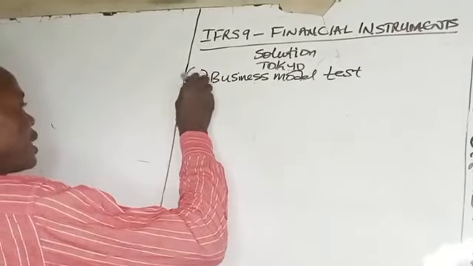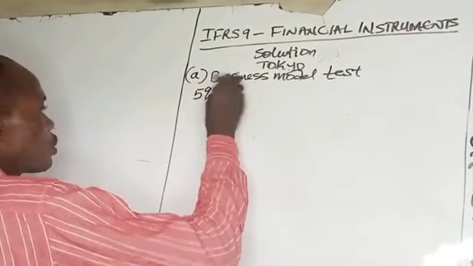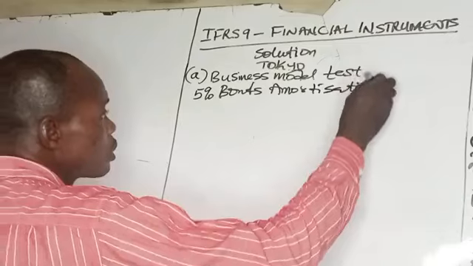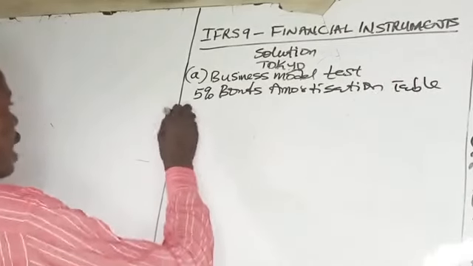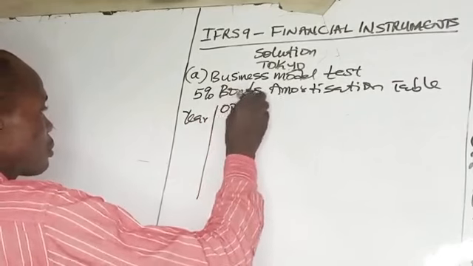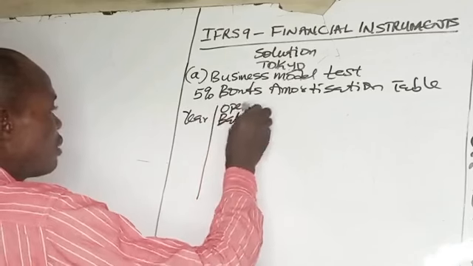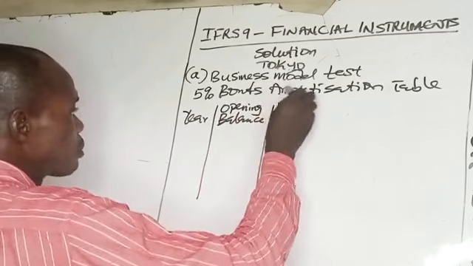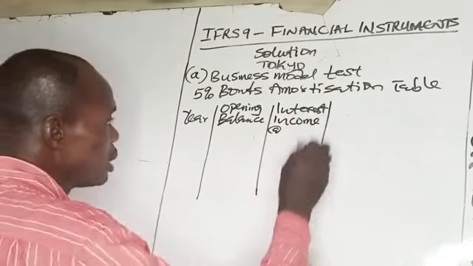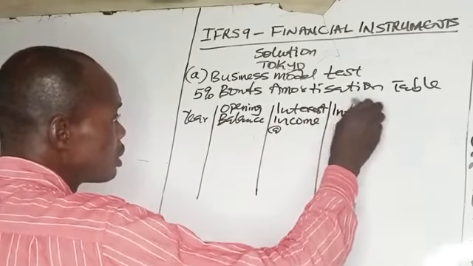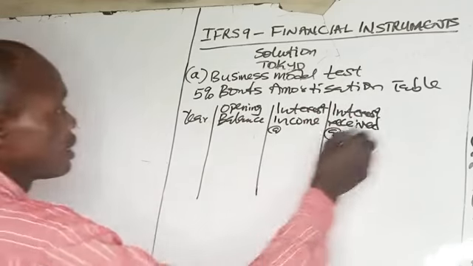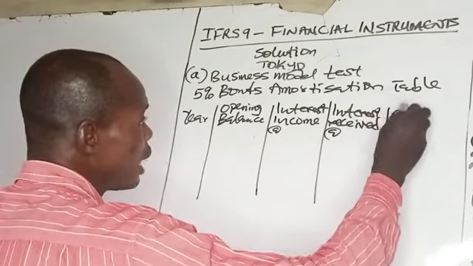We have the 5% bond amortization table. So we have year, then opening balance. I've told you that the opening balance must be fair value. Interest income, which will be calculated at the effective interest rate. Then interest received, which will be calculated at the coupon rate of 5%. Then we have the closing balance.